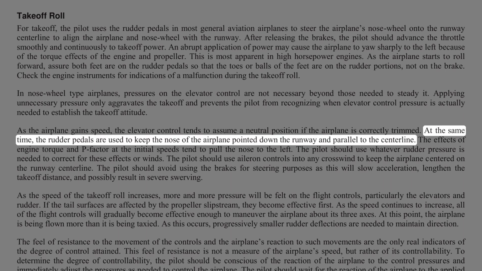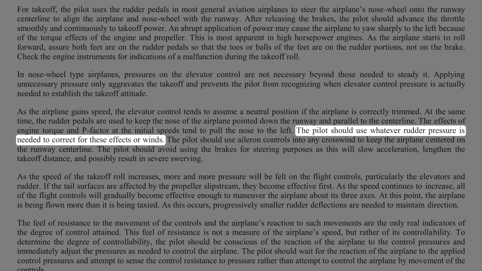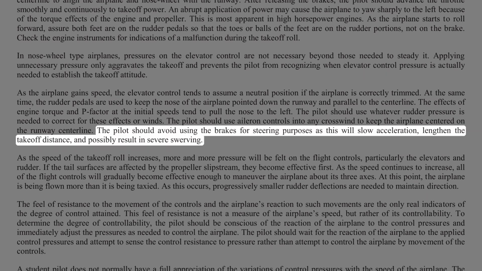At the same time, the rudder pedals are used to keep the nose of the airplane pointed down the runway and parallel to the centerline. The effects of engine torque and P-factor at the initial speeds tend to pull the nose to the left. The pilot should use whatever rudder pressure is needed to correct for these effects or winds. The pilot should use aileron controls into any crosswind to keep the airplane centered on the runway centerline. The pilot should avoid using the brakes for steering purposes as this will slow acceleration, lengthen the takeoff distance, and possibly result in severe swerving.